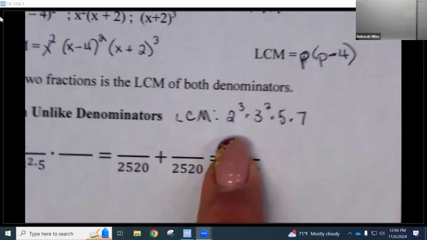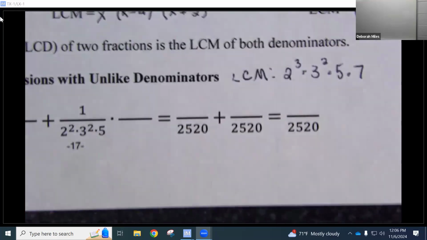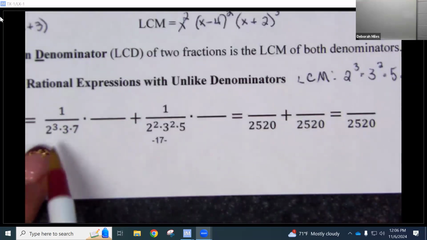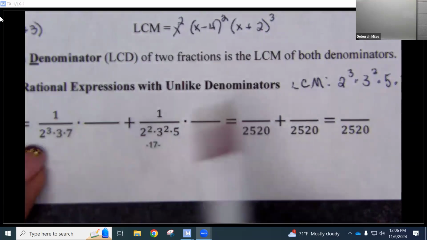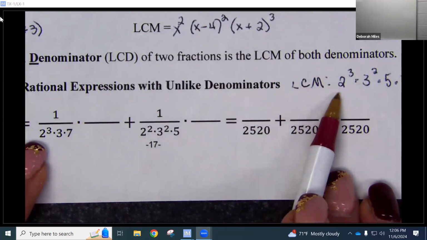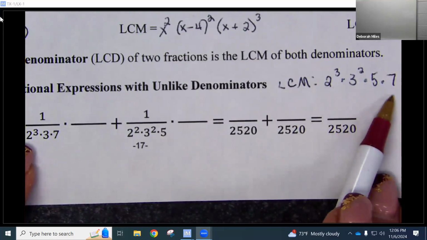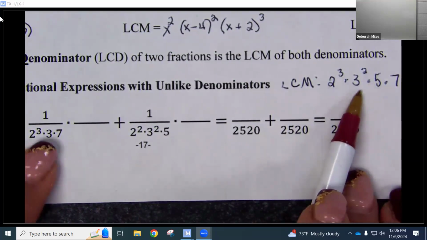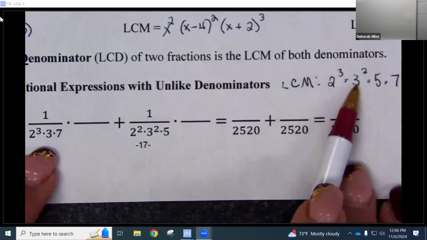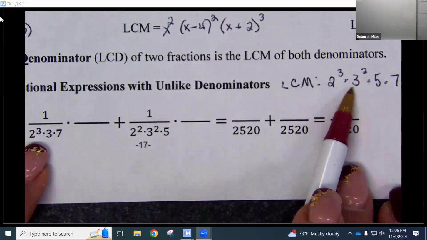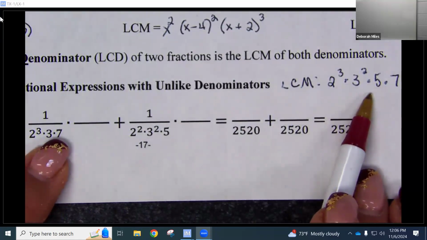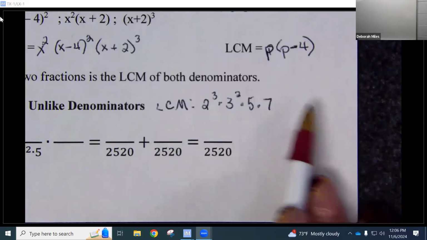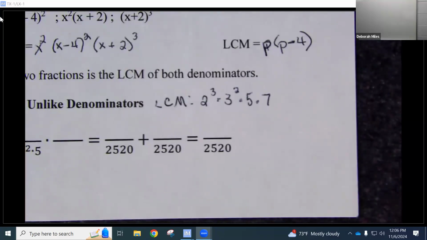The LCM that we found above. Now I can look at it and say that 168 had all three 2's it needed, and it had the 7. What did it not have? It needs one more 3. It had one 3. It needed two. So it needs one more 3. Anything else? And it's missing the 5. So if I multiply this by 3 times 5, it would have the common denominator.